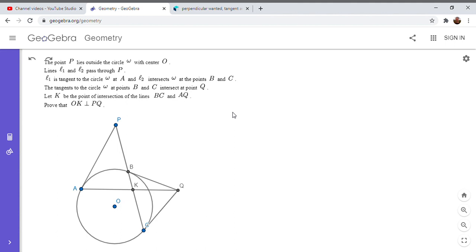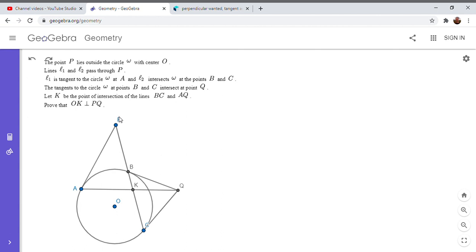This one was posted on the Art of Problem Solving forum by Parmenides, and it's from a competition in Ukraine in 2002. So a simple configuration. If you'd like to try to solve it, feel free to pause the video. Alright, so I'm going to go over it.